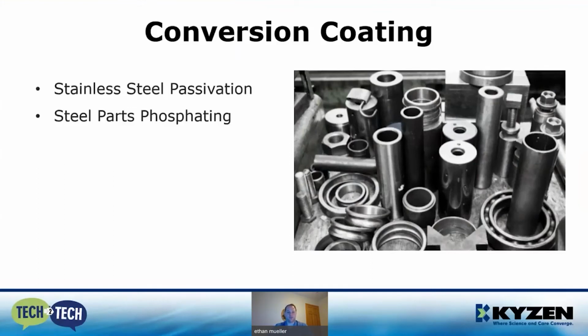Steel parts phosphating, this technically is not conversion coating, but it often falls under that category. And what happens here is you're using phosphoric acid, and that phosphoric acid is reacting with your part. It creates an iron phosphate salt.